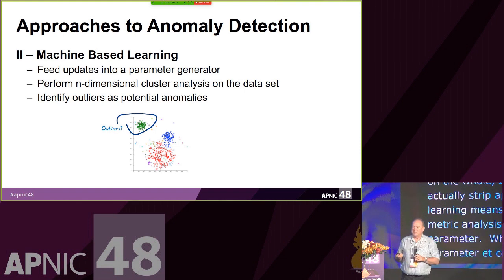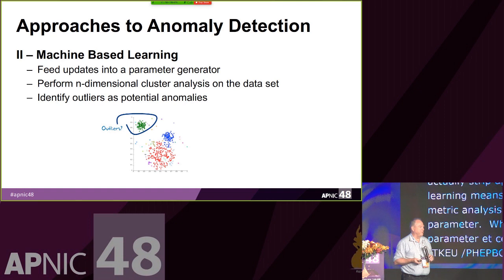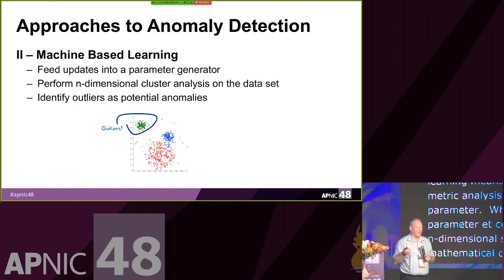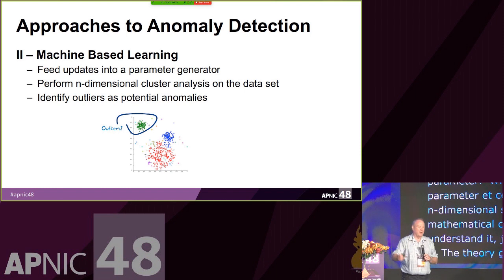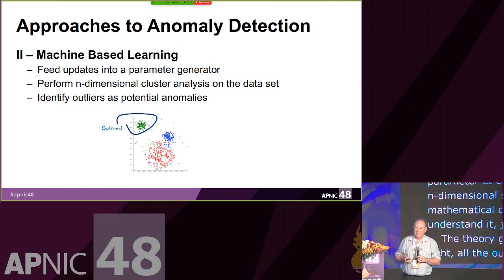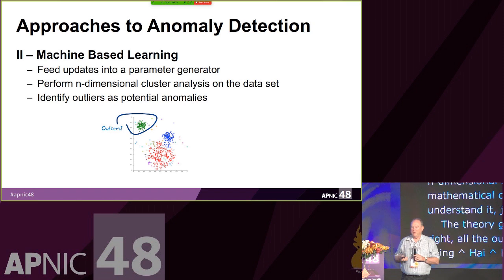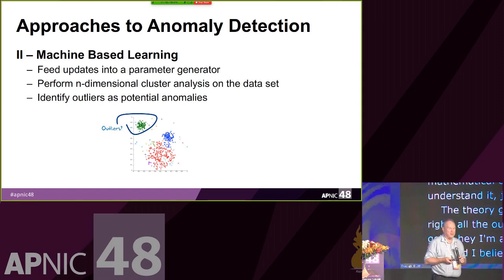And then in some n-dimensional space, you do some relatively simple mathematical cluster analysis. Hell, you don't need to understand it, just feed it into a cluster tool. There are lots of them around. The theory goes that if you get your parameters right, all the outliers naturally group themselves, going, hey, I'm a lie. Now, I believe in unicorns as well, and in Father Christmas and the Easter Bunny, so I think this will work just fantastically.